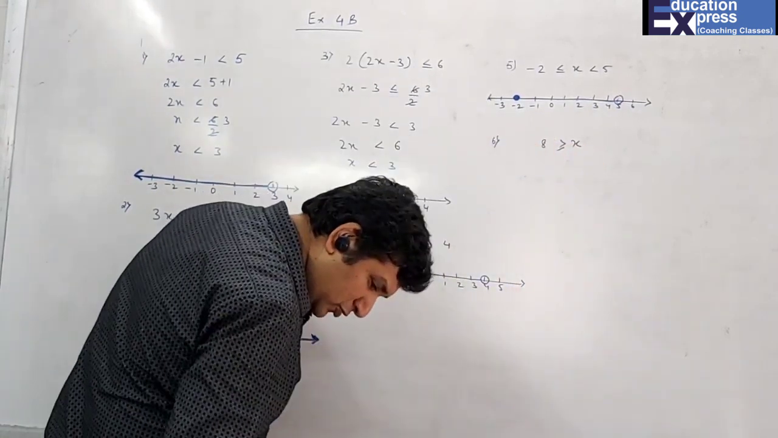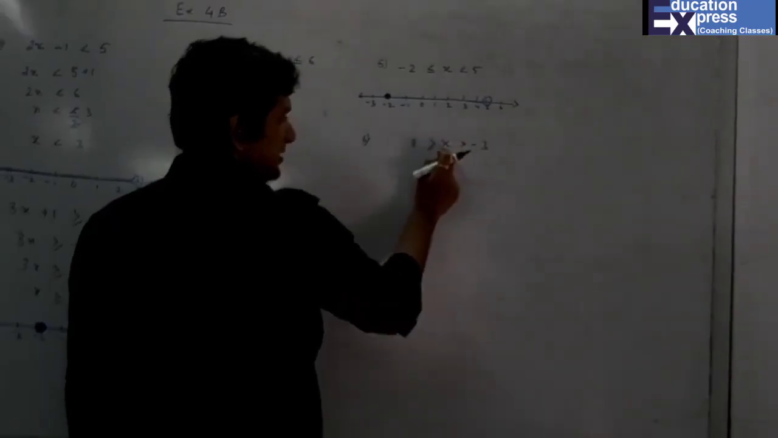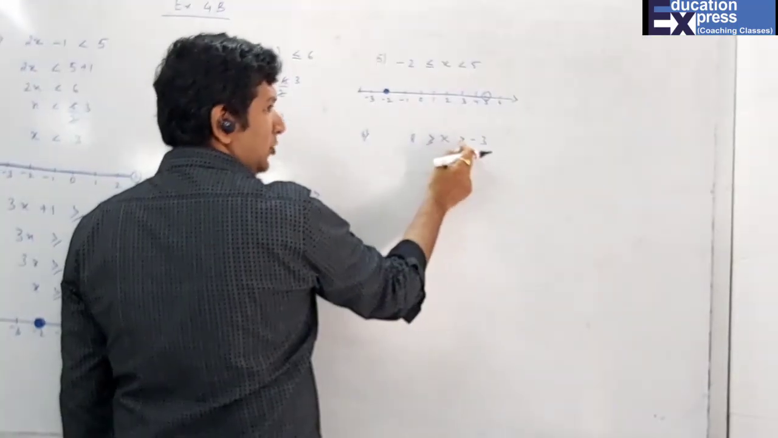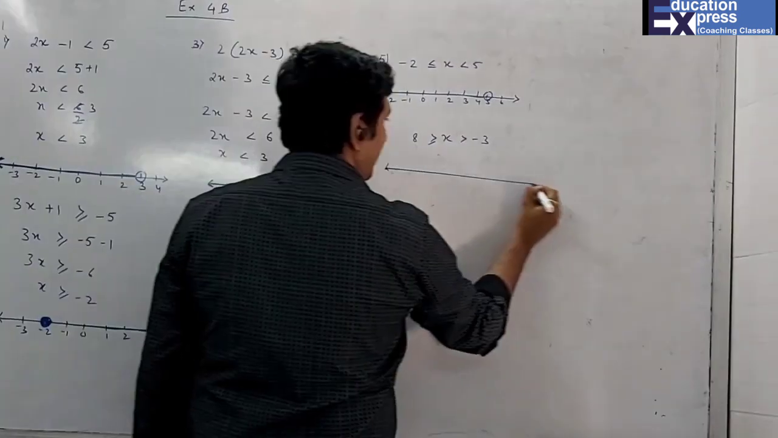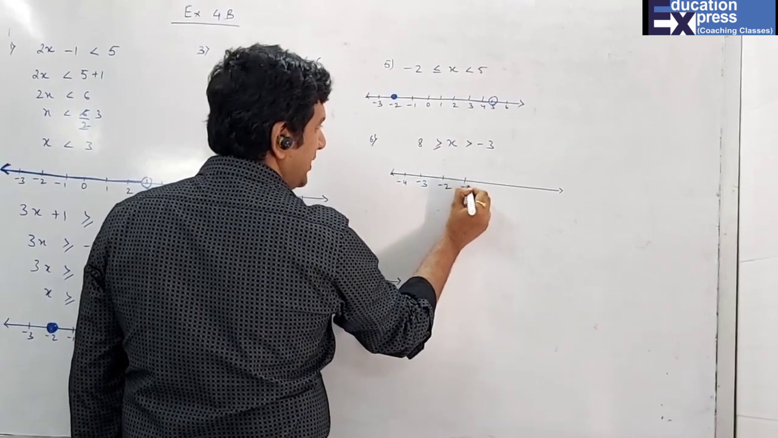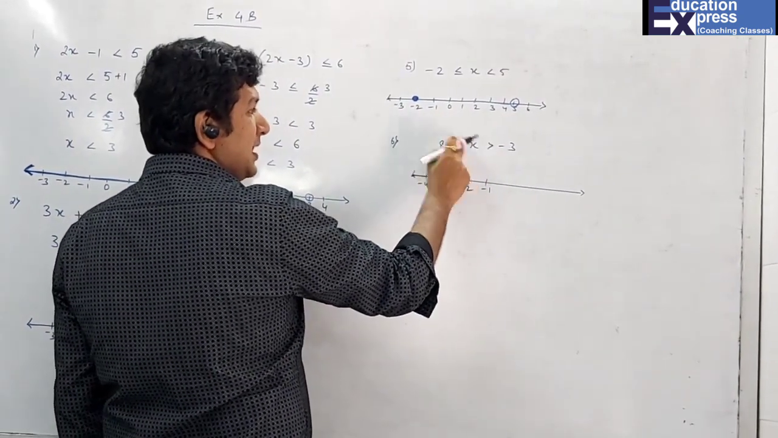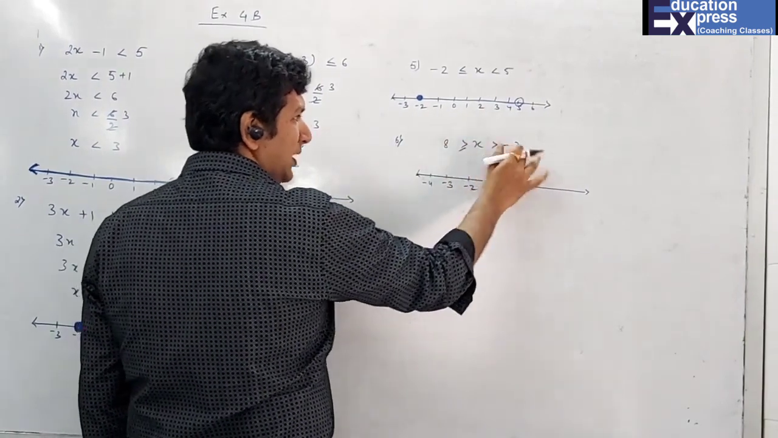x is less than or equal to 8 and more than minus 3. So now here x is less than or equal to 8 and more than minus 3. Again, I'll start with minus 4, minus 3, minus 2, minus 1. Only, the reverse order doesn't make a difference. You know that x is less than or equal to 8 and more than minus 3.